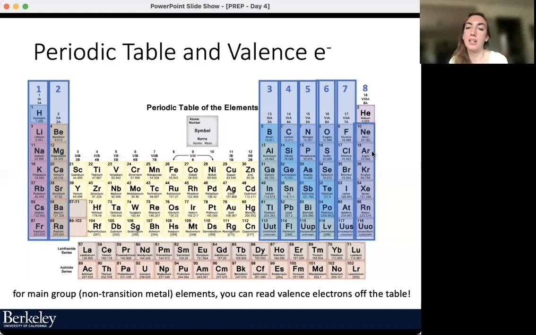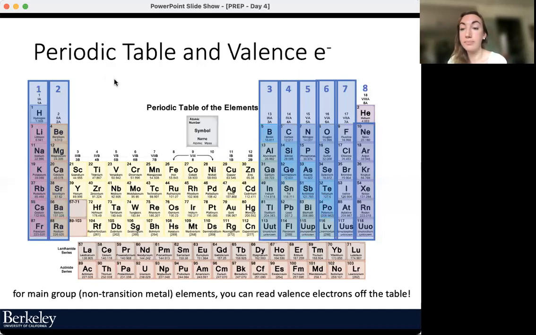The 8th one is a little complicated just because if you remember, helium only has the first level. So it has 2 valence electrons, not 8, but its valence shell is full because its valence shell only has room for 2 electrons. So it's going to act the same as these guys that have 8. Does that make sense? Does anyone have any questions on this? So if you just know what column an element is in, you will know how many valence electrons it has.